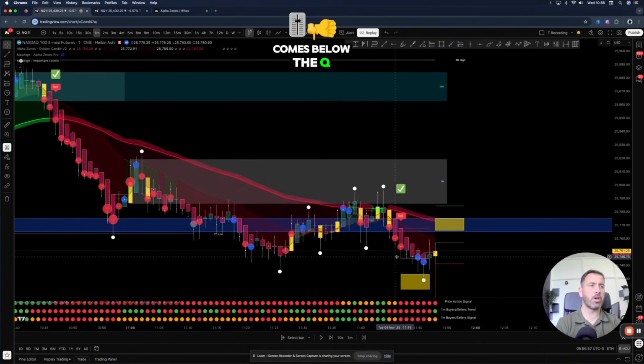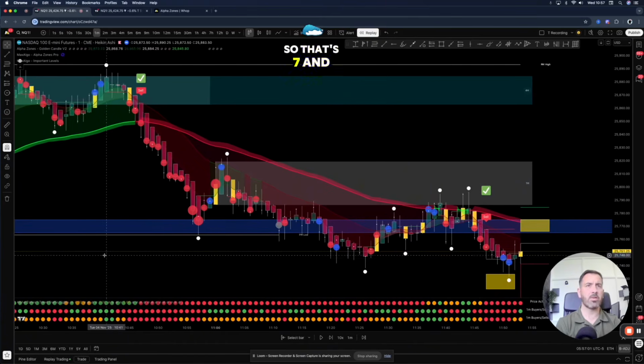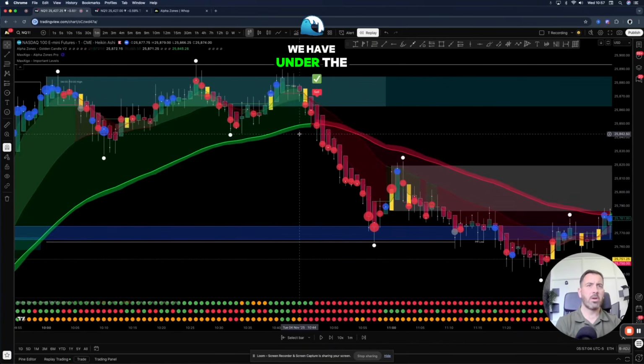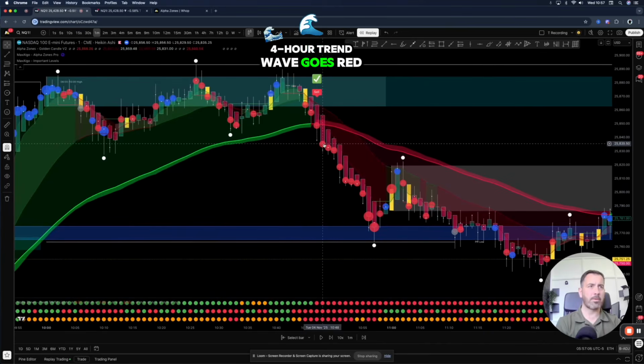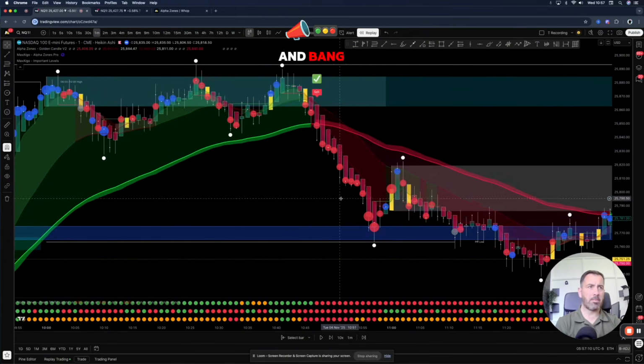Comes below the Q, such an important level, and bang, yes, goes to target. So that's 7, and we have under the 4 hour trend wave goes red. We've got bearish red volume, 3 trend traffic lights, and bang.